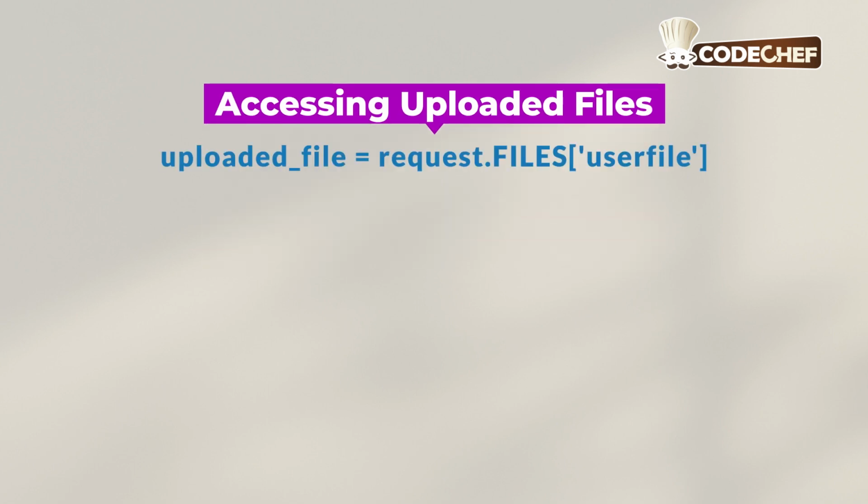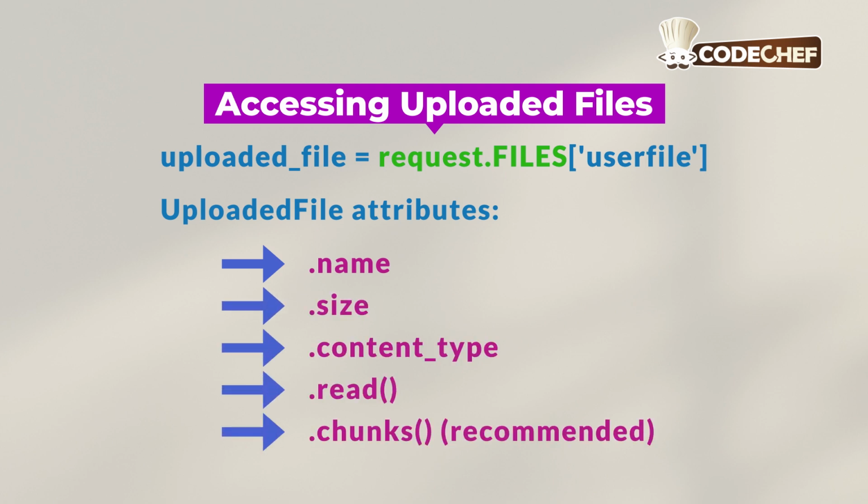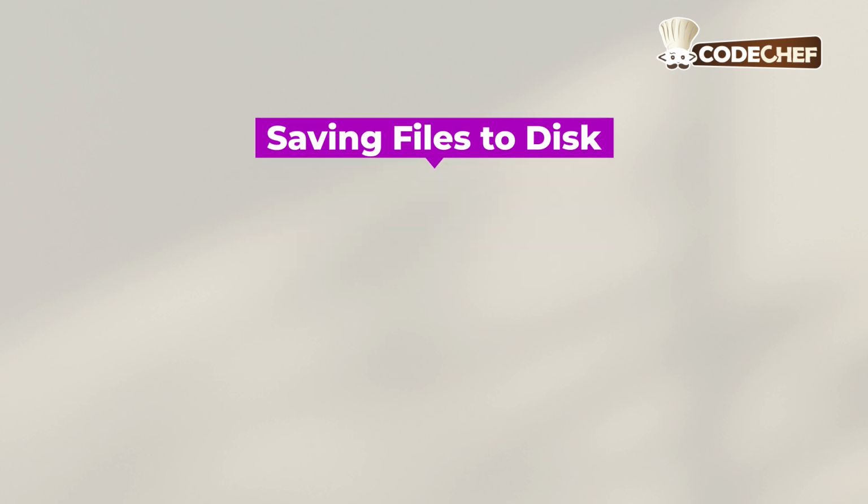Now when a user submits a file, Django provides it through request.FILES. Each uploaded file behaves like an uploaded file object and comes with helpful attributes like name, size, content type, etc. And chunks is especially used for large files, and we will see it in the example that we will be taking. Now remember, uploaded files are temporary.